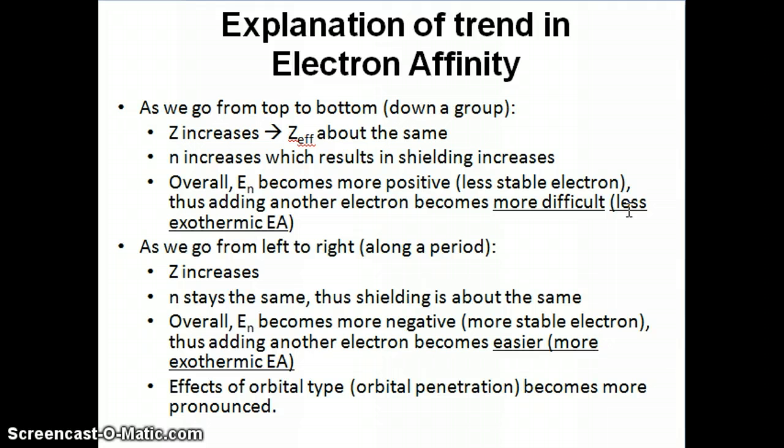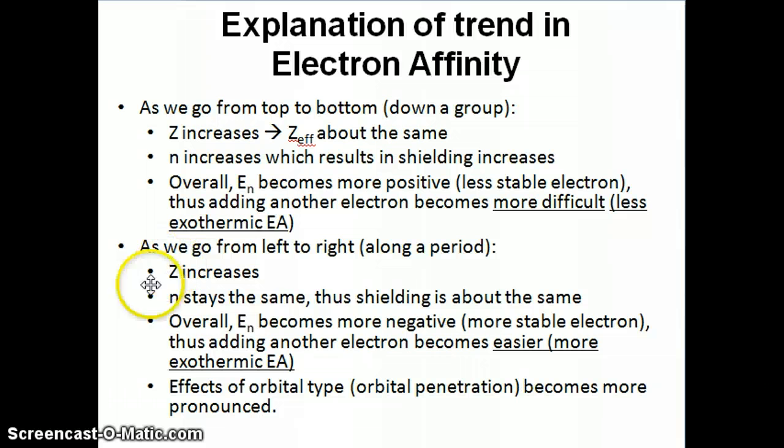Remember, difficult really means energetically costly. If it's less easy to do, that also means it's less exothermic, because you want to correlate the word easy, energetically easy, to the word exothermic, and energetically difficult to the word endothermic. So when we say it's more difficult or less easy, it really means a less exothermic electron affinity.